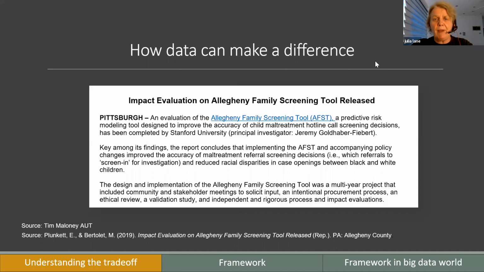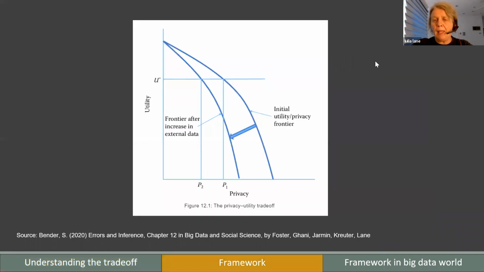When they did an impact evaluation of the value of this tool, the data actually reduced the probability that they would make incorrect decisions in either direction. So data used wisely and well can in fact make a difference. And that's the framework within which we operate.